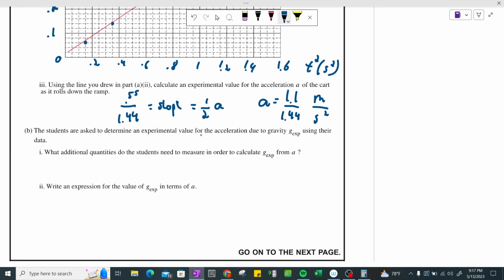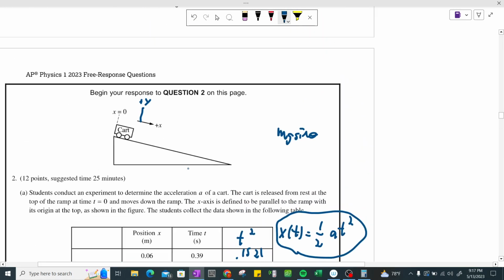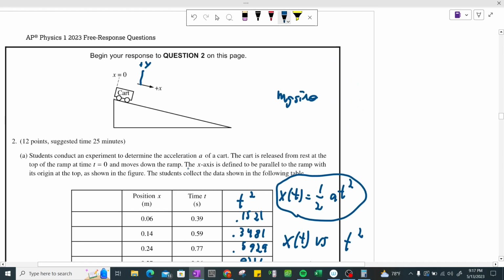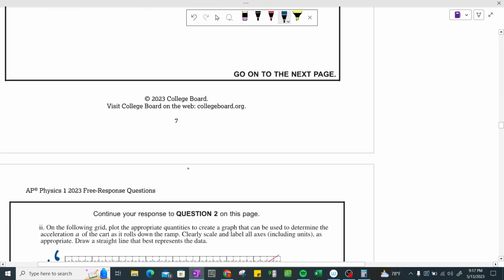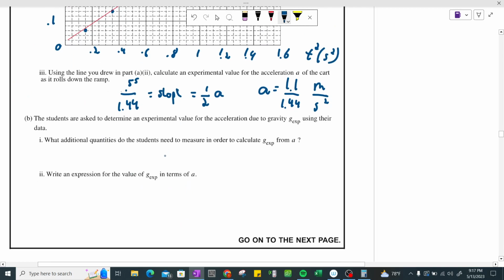B, they're asked to determine an experimental value for acceleration due to gravity g. We already talked earlier that my expectation is to set mg sine theta as a force down the ramp. So really our acceleration, we could say, should equal g sine theta. Since if it's in free fall, sine of 90 is 1, which means acceleration is just g. This goes back to any ramp section you probably have done with the trig breakdown. So we need to know theta, or theta is a big one.